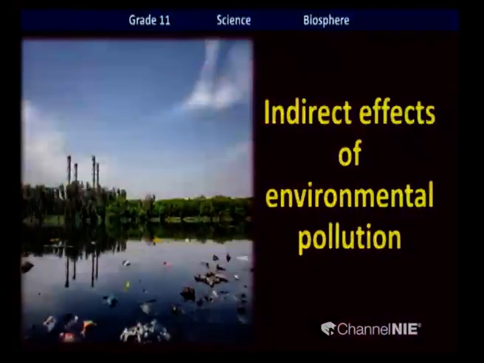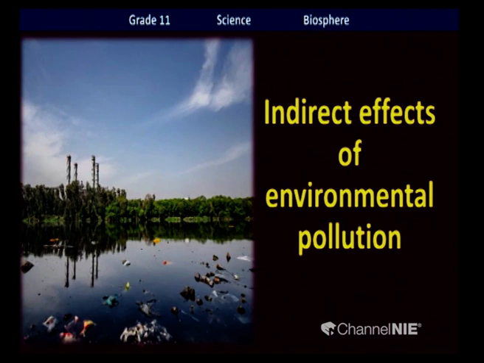So far we were talking about the direct effects of environmental pollution. Now let's see what are the indirect effects of environmental pollution. Therefore, direct effects can lead to indirect effects. So what are these indirect effects?